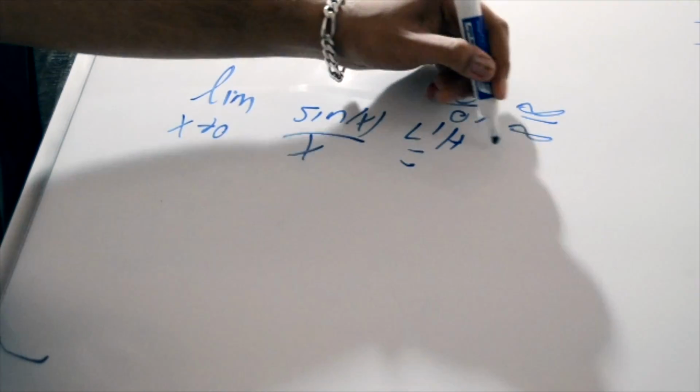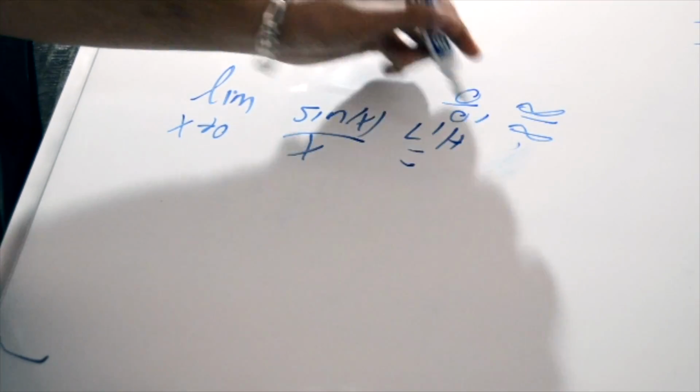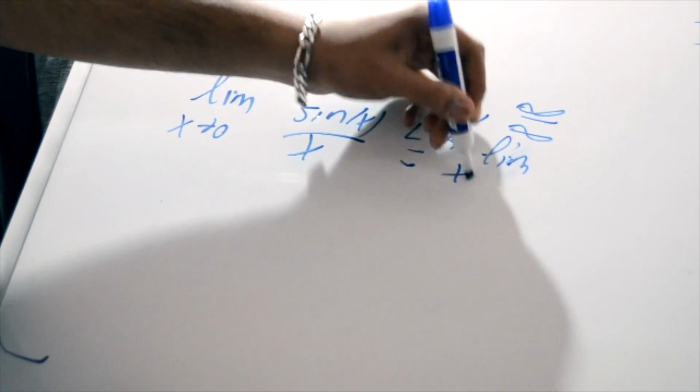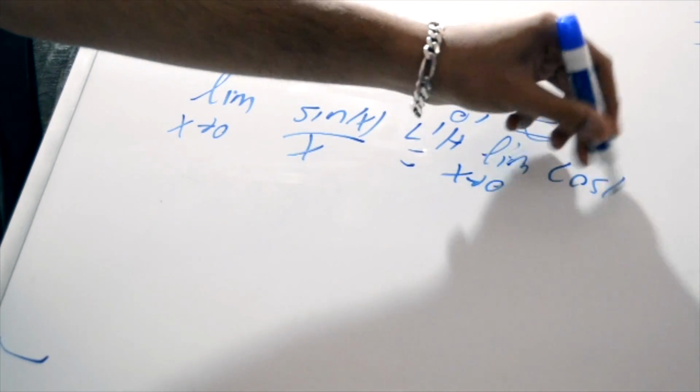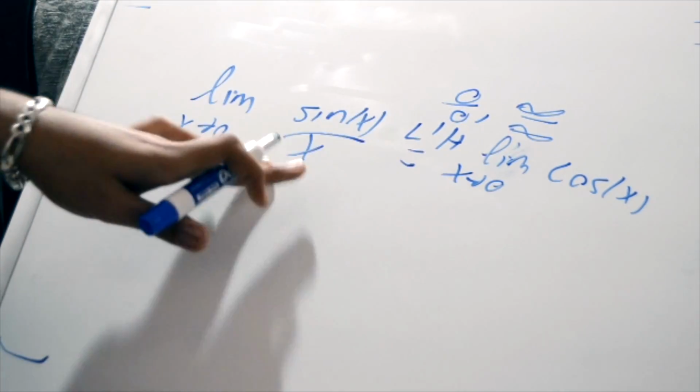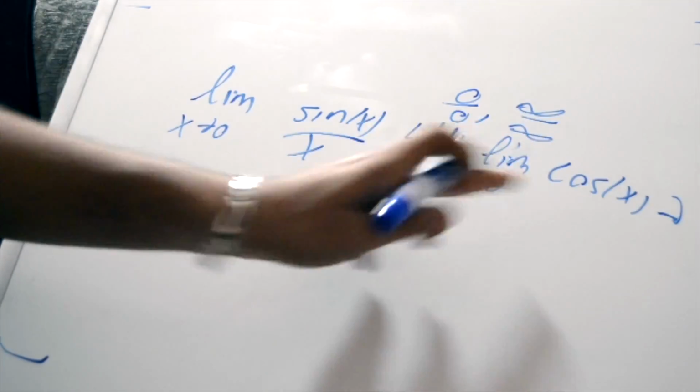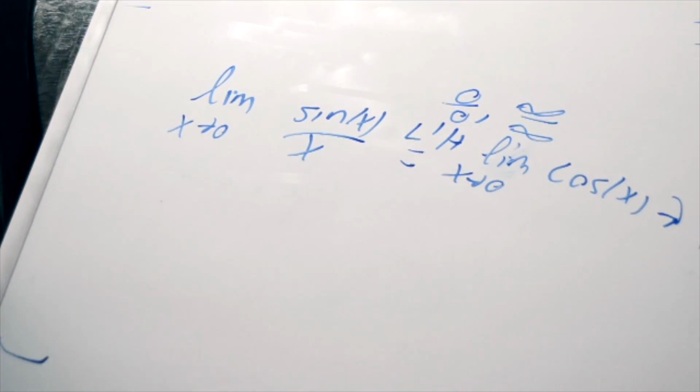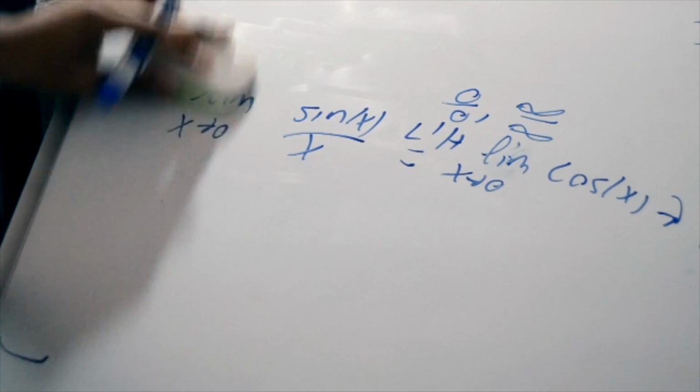So the limit as x approaches 0 of cosine x over the derivative of x, which is just 1, and plug in 0, you're going to get 1. That's just L'Hopital's rule, just applying derivatives. Do not use quotient rule, please. And you have to know that it's 0 over 0 or infinity over infinity.